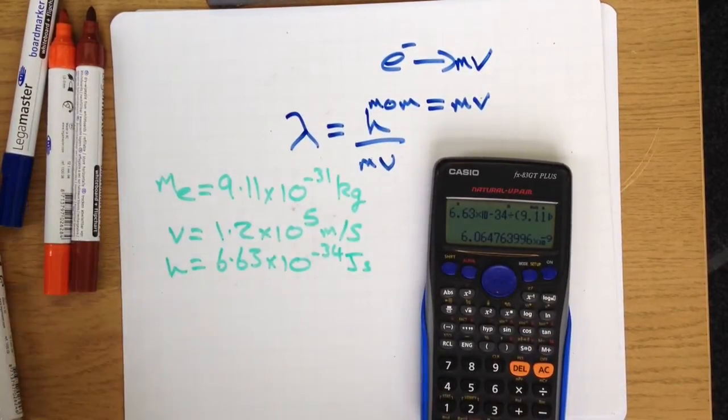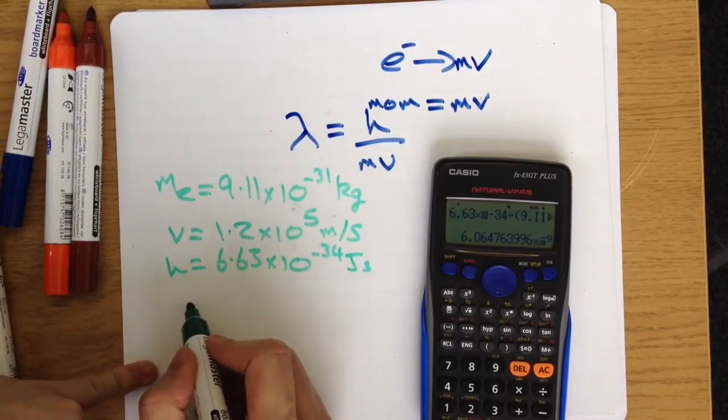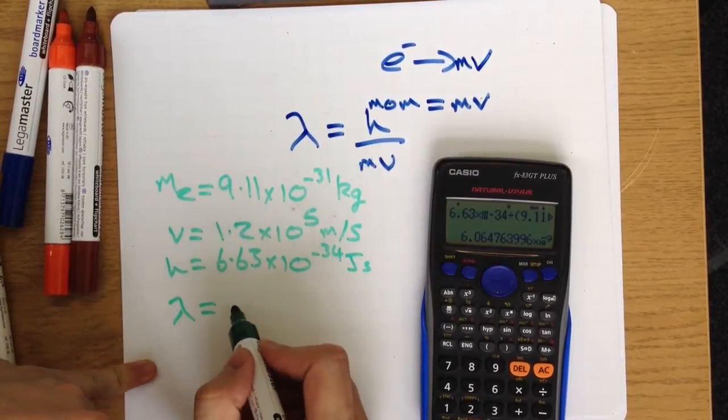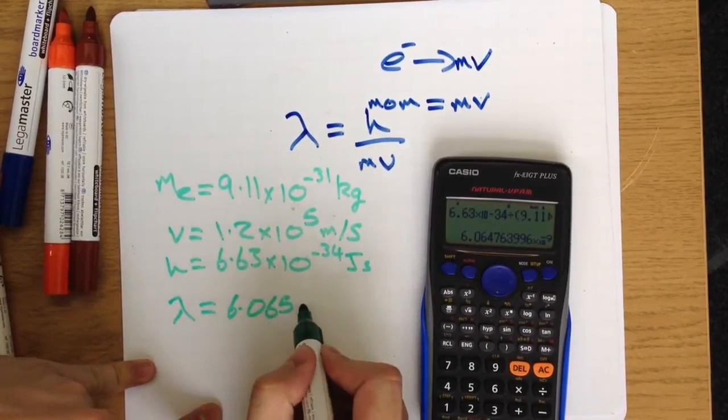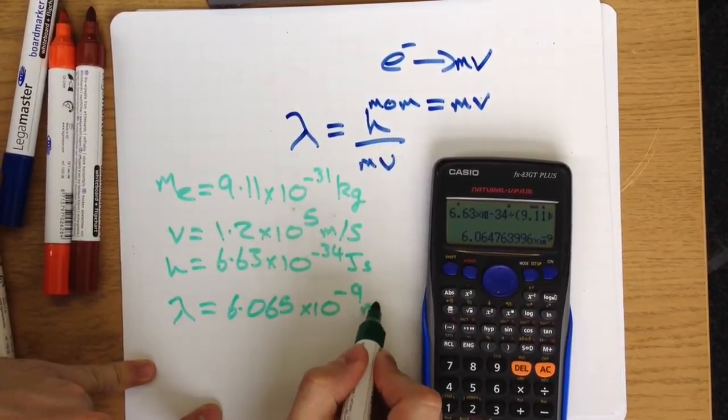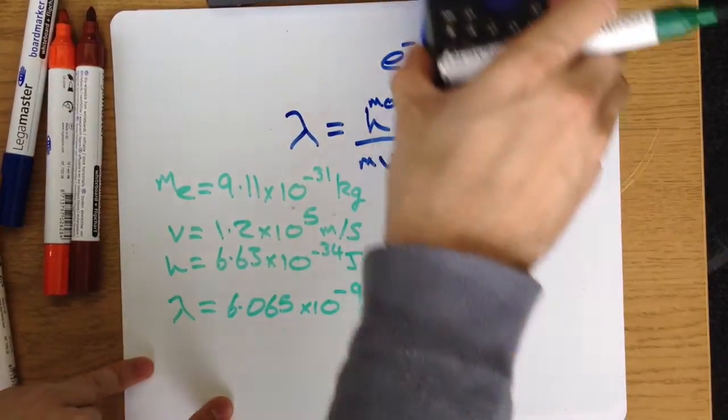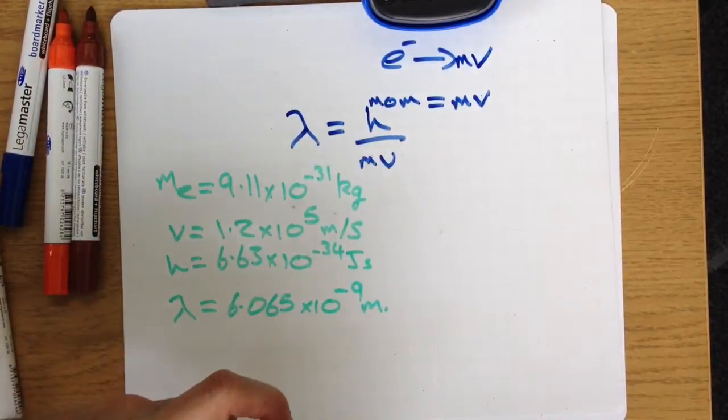Here we go. So the wavelength of this electron would be 6.065 times 10 to the minus 9 meters, which is roughly the same as what?